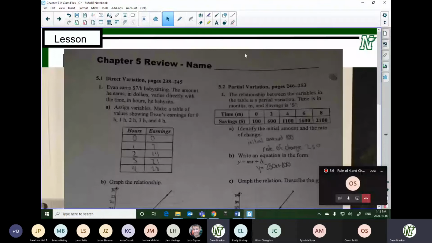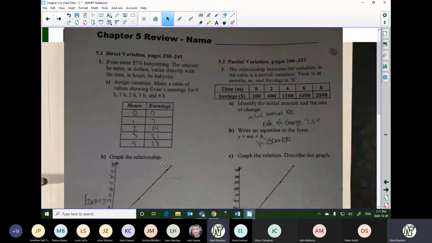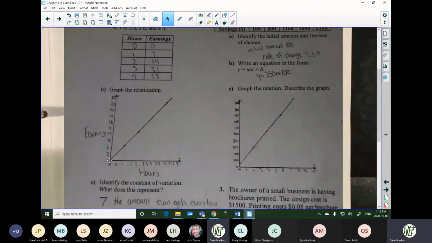So here's the very first page. The first question, you're babysitting getting $7 an hour. So you start at 0 hours, and please note that you don't get paid anything if you don't babysit at all. This is a direct variation. That's why it's under direct, but every time you go up an hour, you go up $7. When you graph this, it should start down at the bottom and go up to the right, and it was nice here, you're going up by 3s.